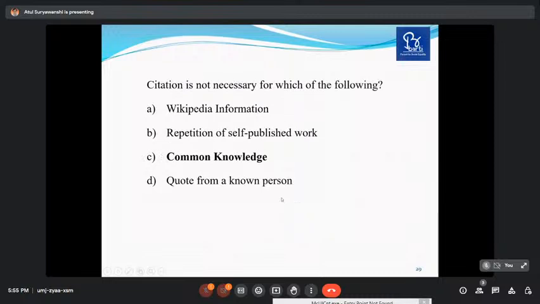Citation is not necessary for which of the following? It is not necessary for common knowledge. If you are referring to the Constitution of India, citation is not essential there, because it is a matter of common knowledge. It is general knowledge. Everyone knows it quite well. So regarding common knowledge, citation is not essential.